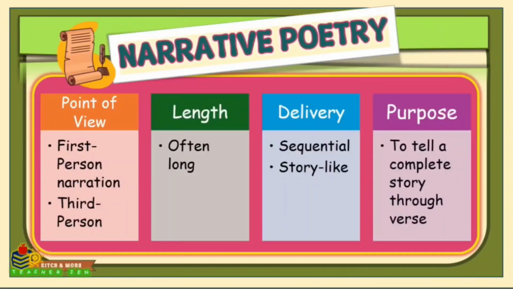And now the last but not the least type of poetry is the narrative poetry. Think of this type of storytelling in poetic form. It can be told from a first-person or third-person point of view and often includes a clear plot with characters, setting, and conflict. These poems are usually longer because they unfold over time, just like a story. And what's the purpose? That is to take readers on a journey from beginning to end.